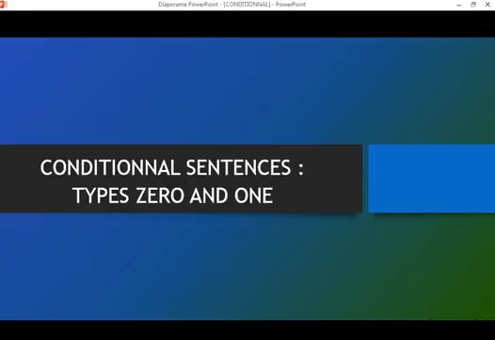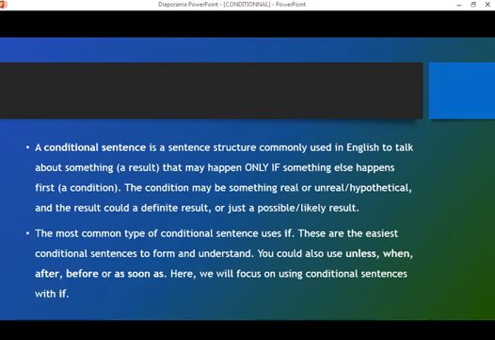Now, let's have a look at the definition of conditional sentences. What does it mean? A conditional sentence is a sentence structure commonly used in English to talk about a result that may happen only if something else happens first, which is the condition. Okay? And the condition may be something real or unreal, that is to say, hypothetical, and the result could be a definite result or just a possible result.